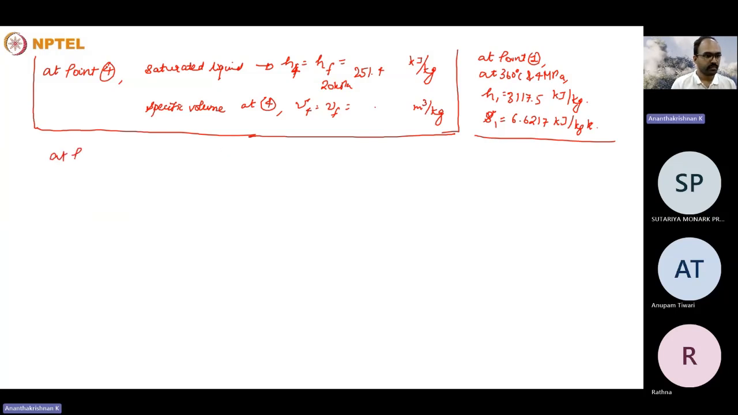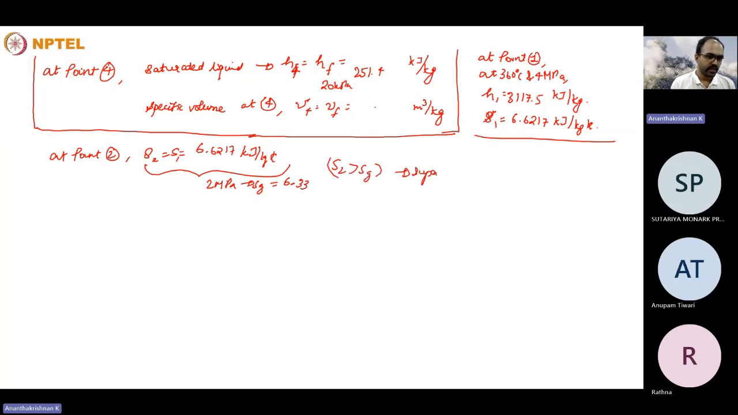At point 2, S2 should be equal to S1, so that is equal to 6.6217. We can actually check for the authenticity of the condition that we have. So at 2 megapascal, the saturated gas entropy will be equal to 6.33. Since S2 is greater than Sg, we can say that it's comfortably in the superheated region.